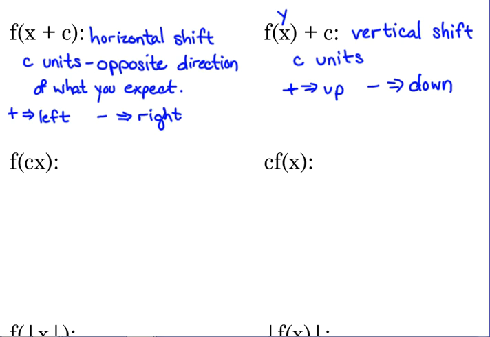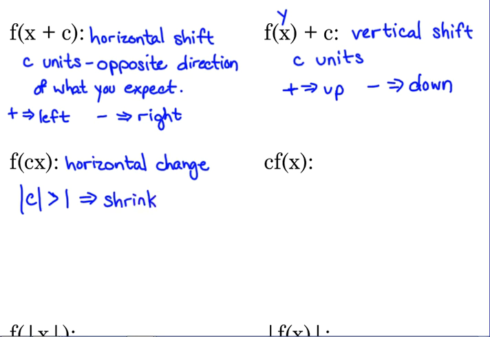Okay, so let's talk about what happens when we multiply our values. When we multiply the c by the x, that is a horizontal stretch or shrink. Or I'm just going to say horizontal change. Okay, and all of our horizontals are kind of the opposite of what we would expect them to be. So just like with the plus and minus before, in this case, if the absolute value of c is greater than 1, we would expect multiplying by a number bigger than 1 would stretch things, but it's the opposite of what we expect, so that actually shrinks things. Okay, that is a shrink.